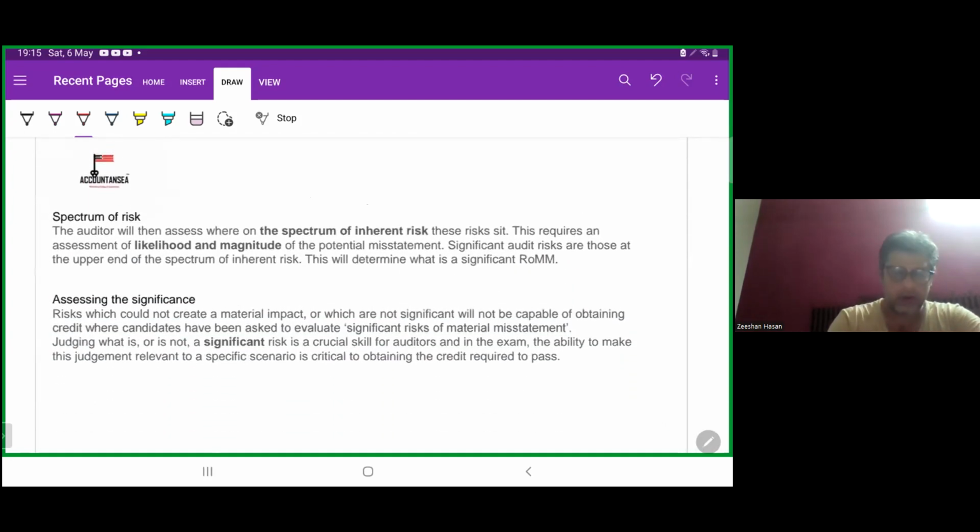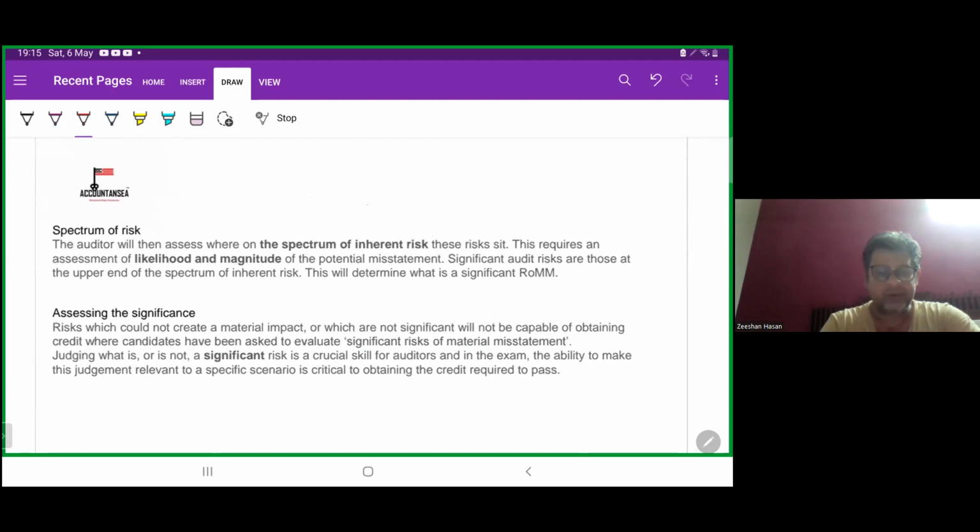So first, you have to look at the spectrum of risk. The auditor will then assess where on the spectrum of inherent risk this risk sits. This requires an assessment of likelihood and magnitude of the potential misstatement. Significant audit risks are those at the upper end of the spectrum of inherent risk. This will determine what is a significant ROMM.